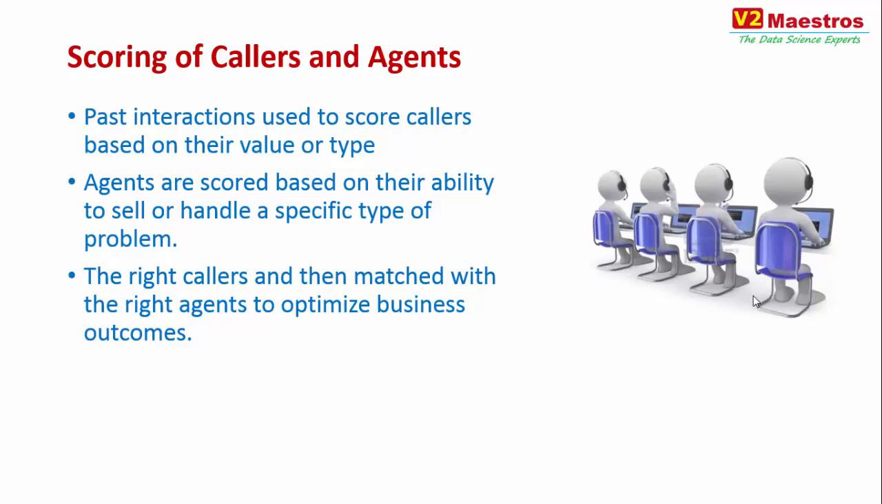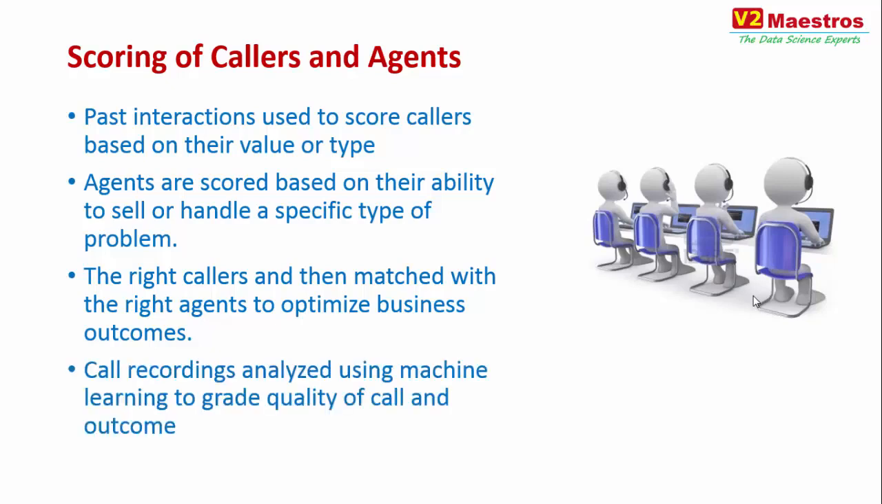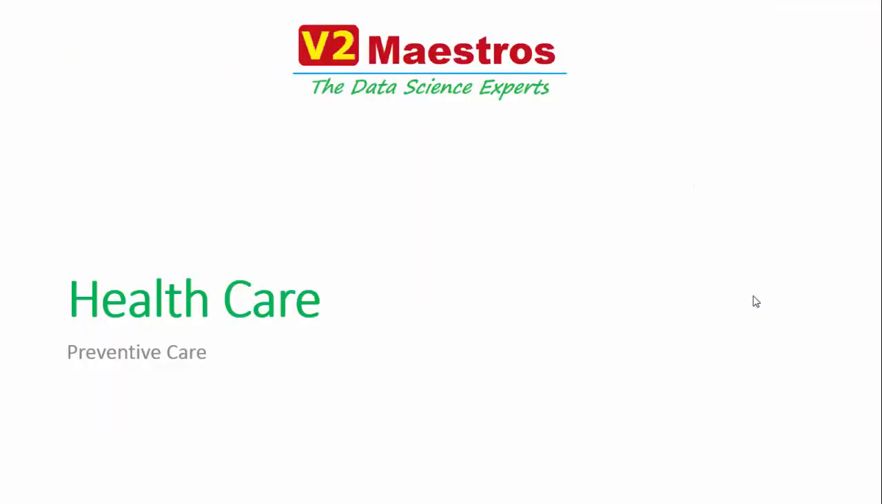And the idea is once you match the right callers with the right agents, it is going to optimize your business outcomes. And then call recordings. Whenever you are talking to a contact center, they always say your call may be recorded for quality purposes. What they do with these call recordings is apply machine learning algorithms on them to understand the quality of the call and the outcome, and use them for future enhancements.